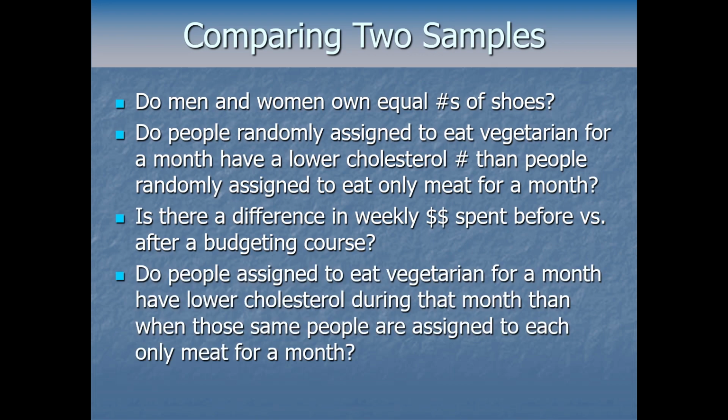Or this one. It looks a lot like the second one I just talked about, but do people assigned to eat vegetarian for a month have lower cholesterol during that month than when those same people are assigned to eat only meat for a different month? Now we've got one set of people, but we have them all do both the veggie condition and the meat condition at different times. So there are some fundamental differences to how our studies, even as experiments, can be carried out, and those have implications for the statistics that we use to compare our two samples, but also for how we interpret the results. And we're going to see there are some pros and cons to both of the different designs.